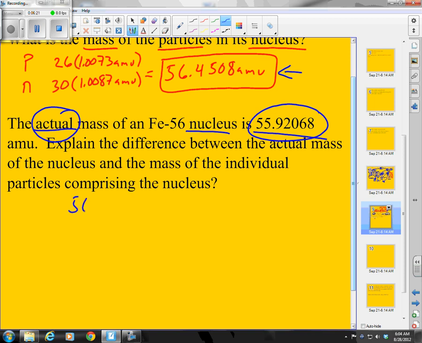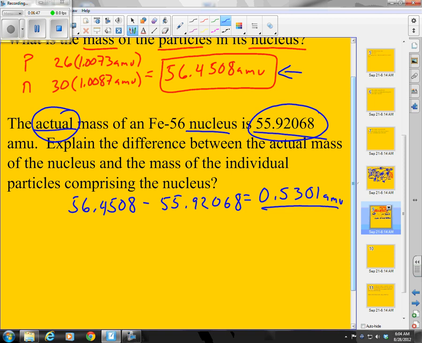We have 56.4508 minus 55.92068. How much mass are we talking about here? Okay, minus 55.92068, and we get 0.5301 AMU. That's the difference between our actual mass and our calculated mass, and this is something we call mass defect.